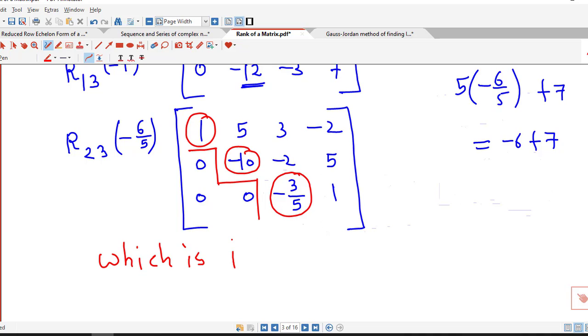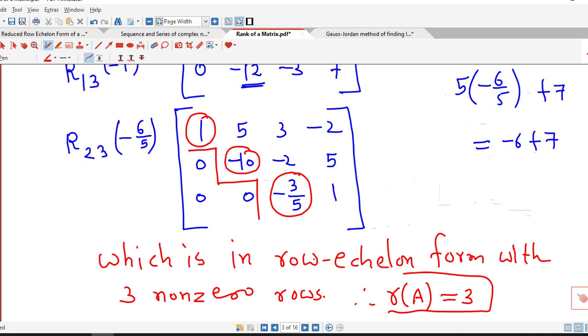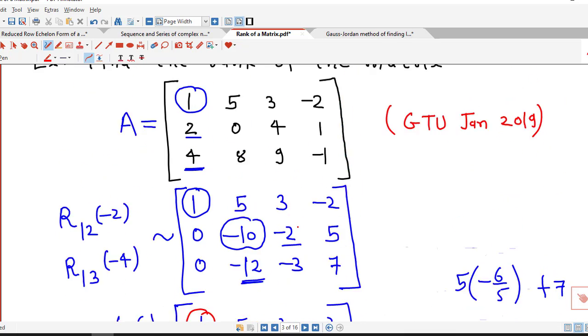So here also the rank is 3, since it is in row echelon form with 3 non-zero rows. Therefore the rank of the given matrix is 3 in this example also. So in this way we can easily find out the rank of a given matrix if we are familiar with the row echelon form of a given matrix.